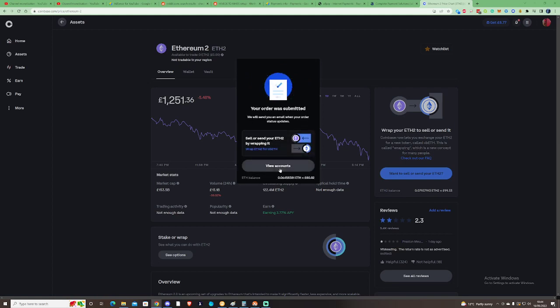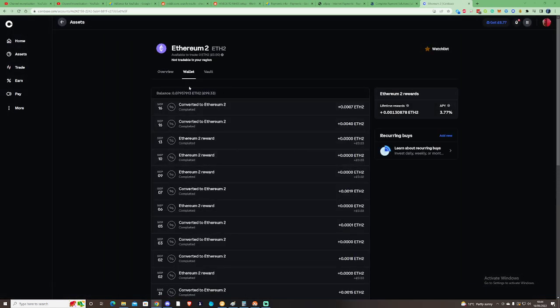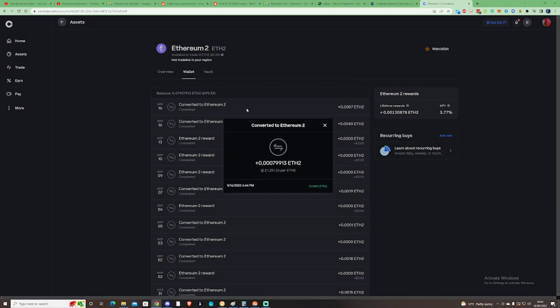And the order was submitted. Okay, so let's have a look at the ETH2 account. As you can see there, we've got 0.79 already staked in there, and that's the transaction that's just happened just there. That's the current price as of today's value, so the 16th of the 9th, 2022. It is 1,251 GBP and 36 pence. So fingers crossed that it does have a bit of an increase.